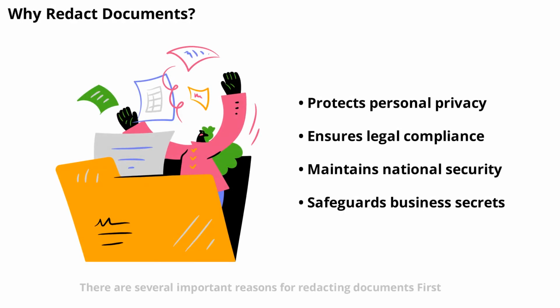There are several important reasons for redacting documents. First, redaction protects personal privacy by hiding names, addresses, or other identifying details. Second, it ensures compliance with laws like data protection regulations, which require organizations to safeguard sensitive information. Third, redaction helps maintain national security by concealing classified or strategic data. Finally, it can protect business interests by keeping trade secrets or proprietary information confidential. Each of these reasons plays a crucial role in why documents are sometimes released with blacked out sections.